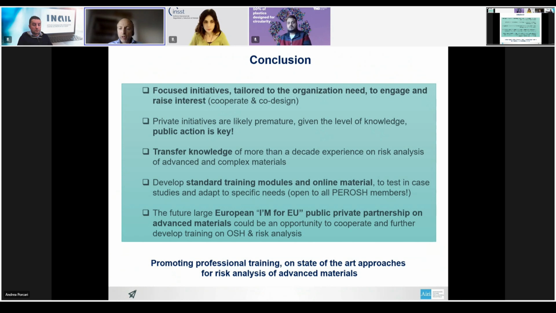Developing standard training modules and online material would be perfect, and then test them in case studies and adapt them. And this is really a call open to all PEROSH members. I just want to mention a future initiative from Europe and European member states. It's called I'm4U. It's a public-private partnership on advanced materials under discussion just now. We'll start, I think, in 1-2 years, and it will be a large investment on advanced materials. It could be an opportunity to cooperate and develop future training on risk analysis.